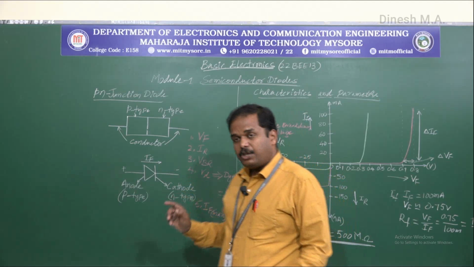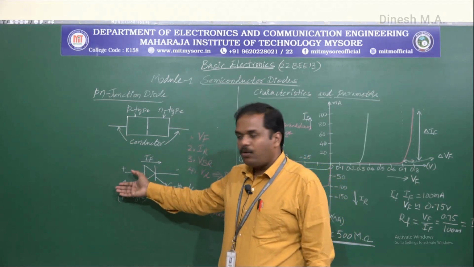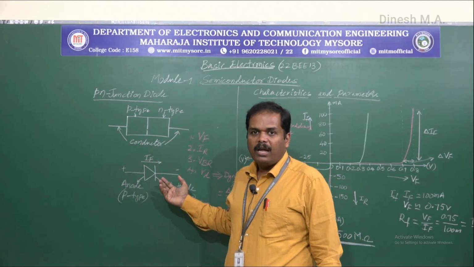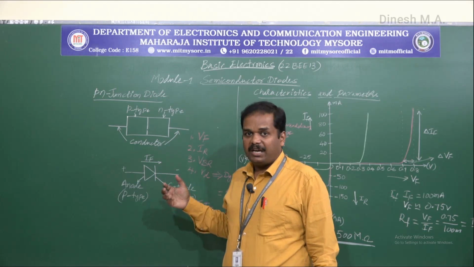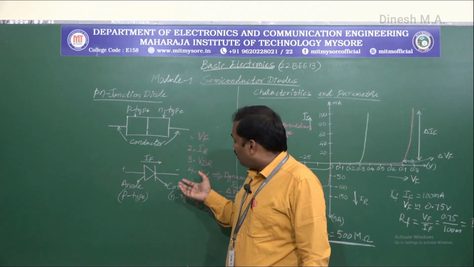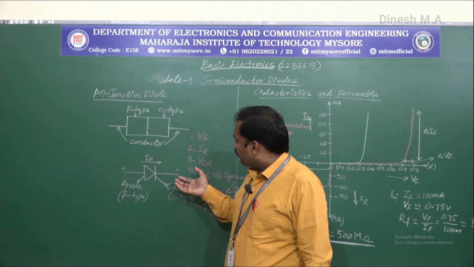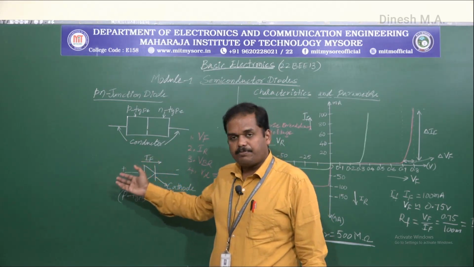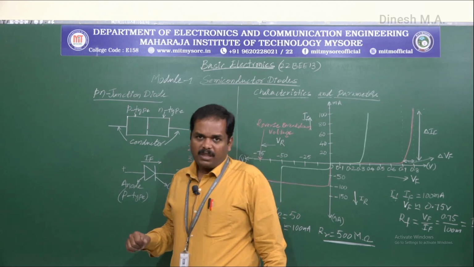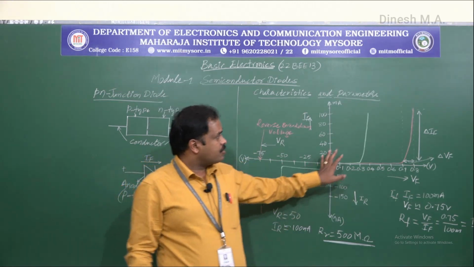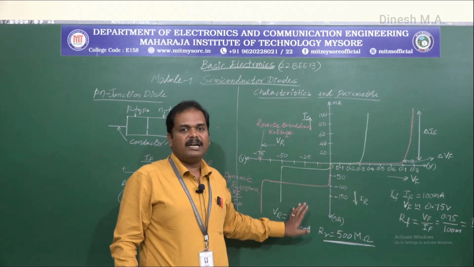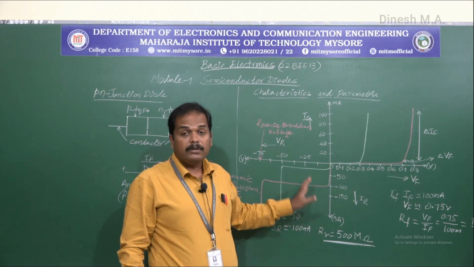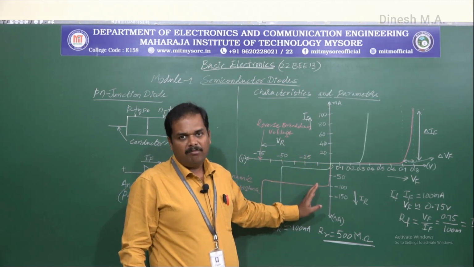And the diode is said to be forward biased when anode is positive with respect to cathode, and the diode is said to be reverse biased when cathode is positive with respect to anode. And we have also understood the forward characteristics and reverse characteristics of both silicon and germanium diode.